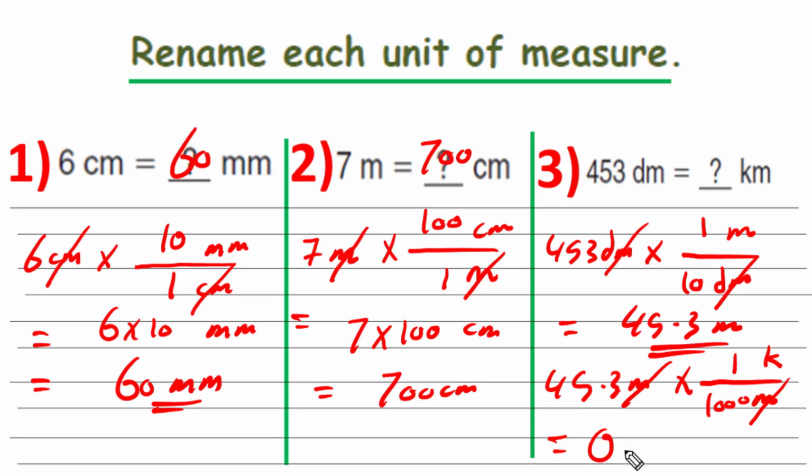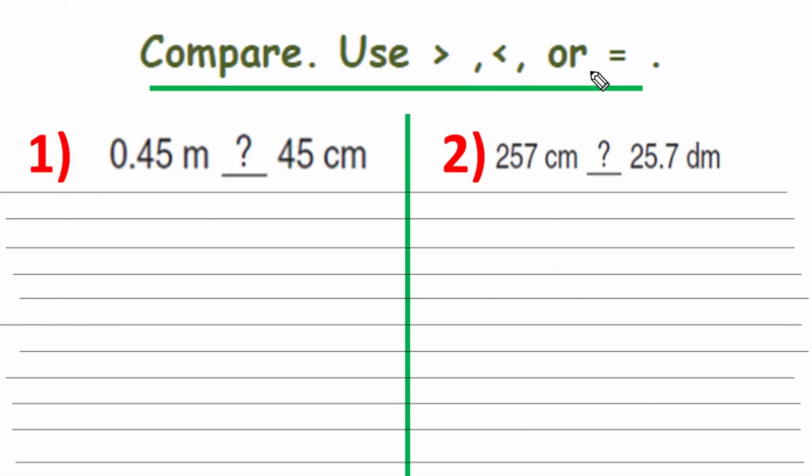So we get 0.0453 kilometer. Now we can rename 453 decimeter as 0.0453 kilometer. Compare using greater than, smaller than, or equal. To compare between two sides, you must rename the measures to the same unit.